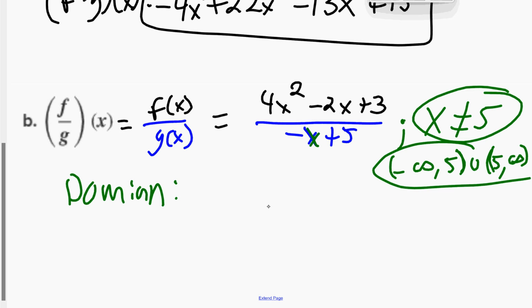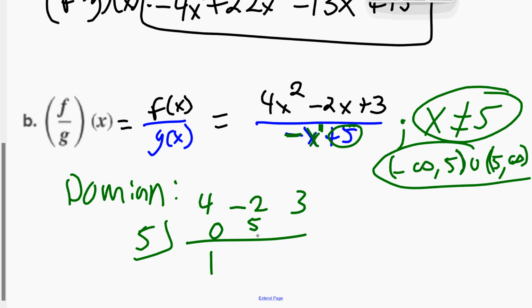Okay, and then we could actually synthetically divide this, right? This time for x, I want to plug in 5, because 5 is what makes it 0. Because of this negative out here, I'm not going to take the opposite of 5, so my x equals actually 5, and this is a degree of 1. So I can do synthetic division. So 4, negative 2, and 3, put a 0 right here, put a 1. We got 5, we got positive 3, we got 15, and we got 18.